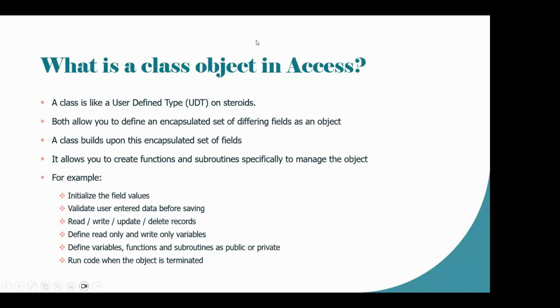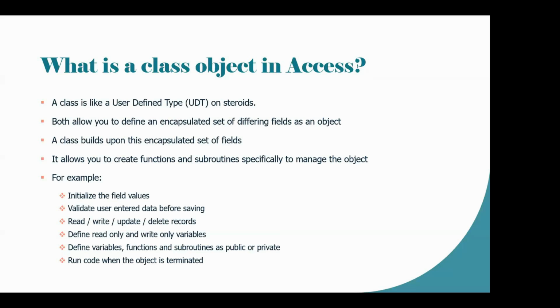What is a class object in Access? A class object is like a UDT, a user-defined type. And I was going to ask for a show of hands, but since everyone turned off their cameras, if you don't know what it is, please put it in the chat. And after a next slide or two, I'll ask Colin to let me know how many people have not seen it yet. Okay? They both allow you to define an encapsulated set of different fields as an object.